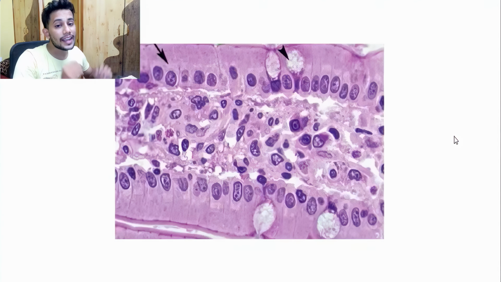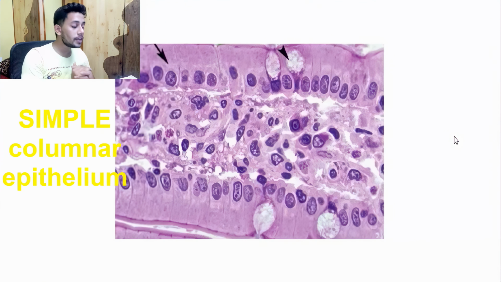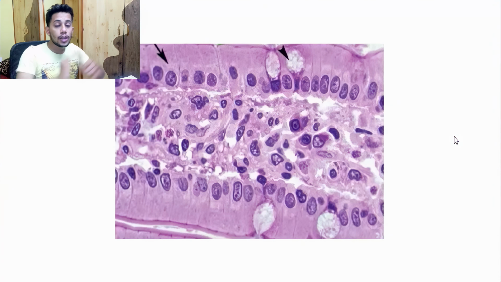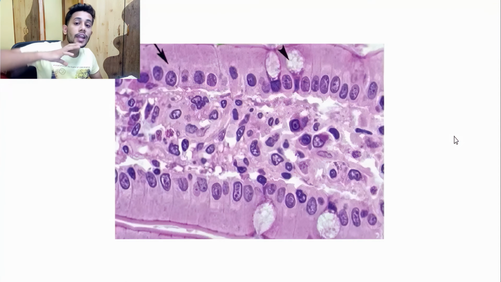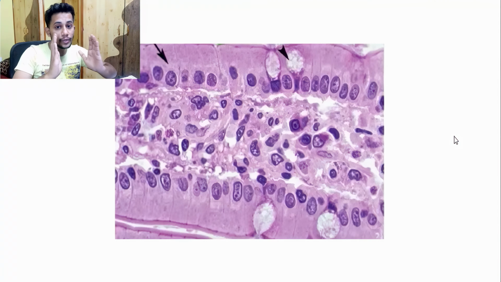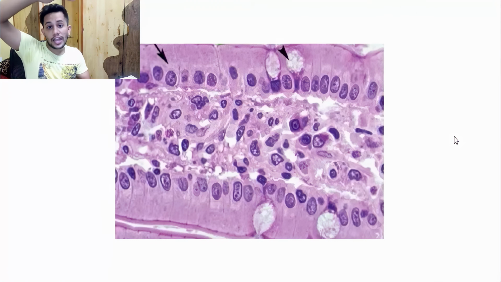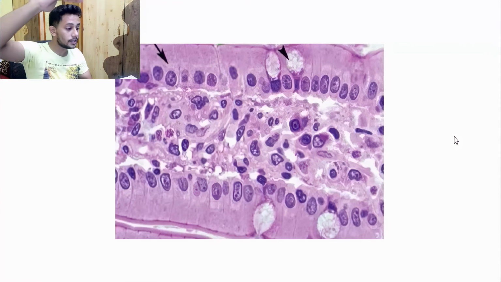Now that we know what simple cuboidal epithelium is and where it is, let's move on to the second one. The second one is simple columnar epithelium. As the name suggests, column, pillars, column. Simple, it would be just one layer, and column is like a pillar, so it would have less width but a much larger height. So a simple columnar epithelium.